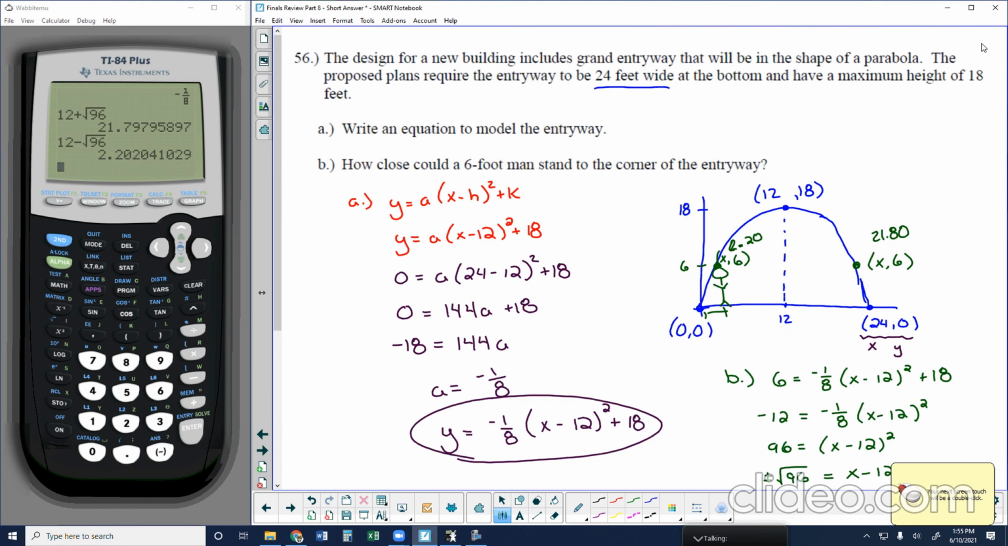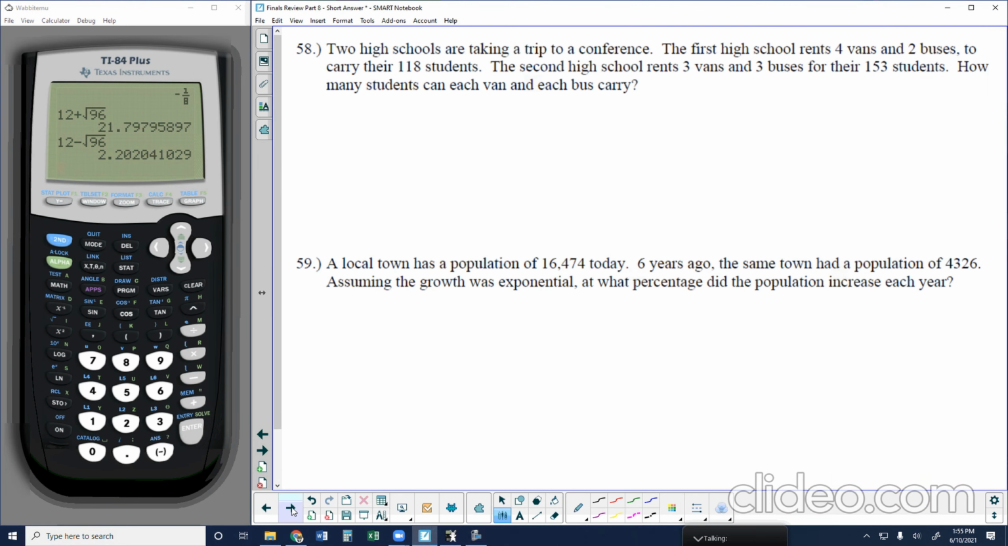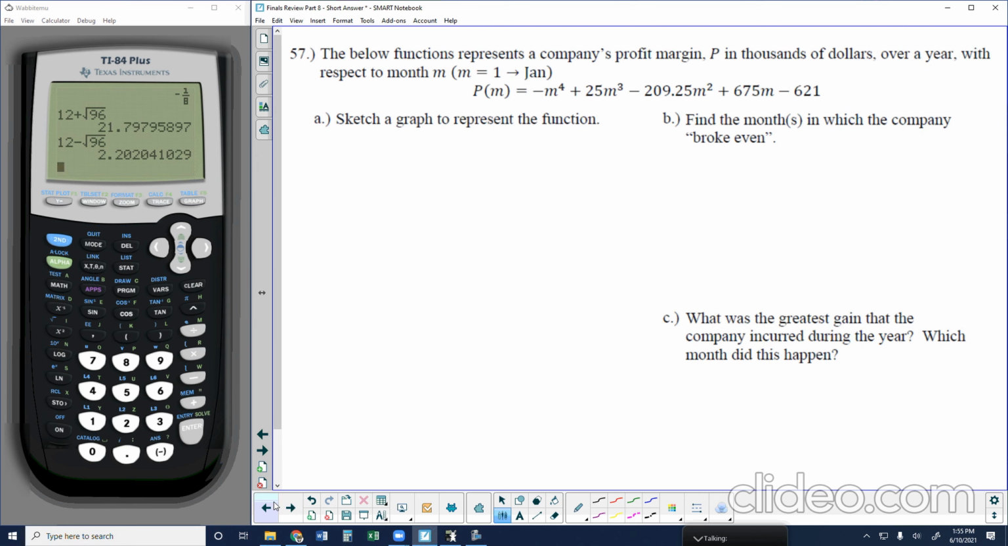Let's take a look at another example. Problem 57. In problem 57, this one can be done almost entirely graphically. So it says the below function represents a company's profit margin P in thousands of dollars over a year with respect to month M, where M = 1 equals January, and there's P of M. We need to sketch a graph to represent the function. So let's input this into our calculator.